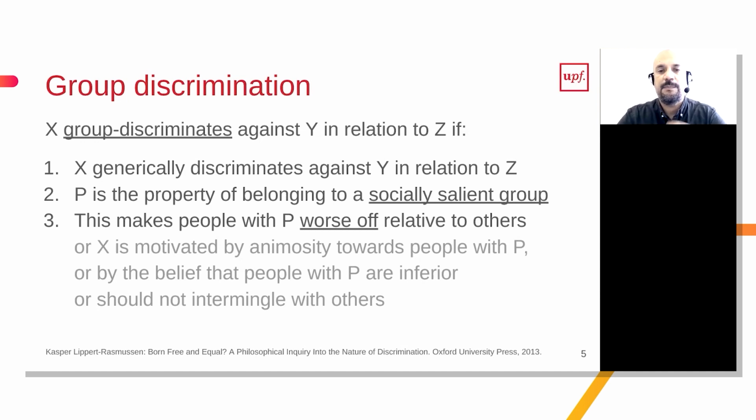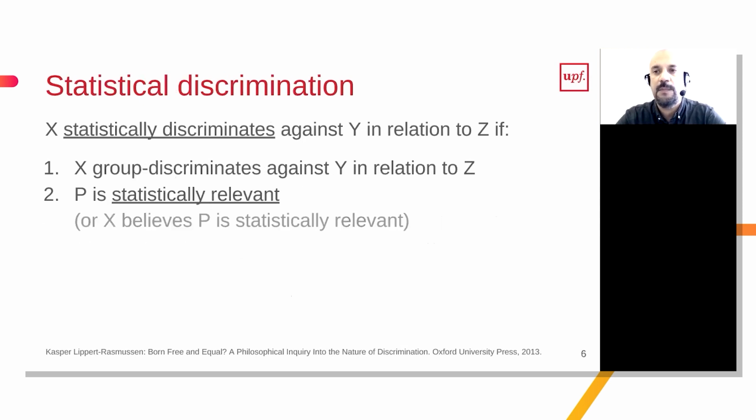And normally group discrimination is motivated either by animosity against people of your group or by the belief that people in your group should not mingle with others. Now, statistical discrimination is a form of group discrimination. Statistical discrimination is when the property by which you were discriminated is statistically relevant or based on something that the person believes is statistically relevant.